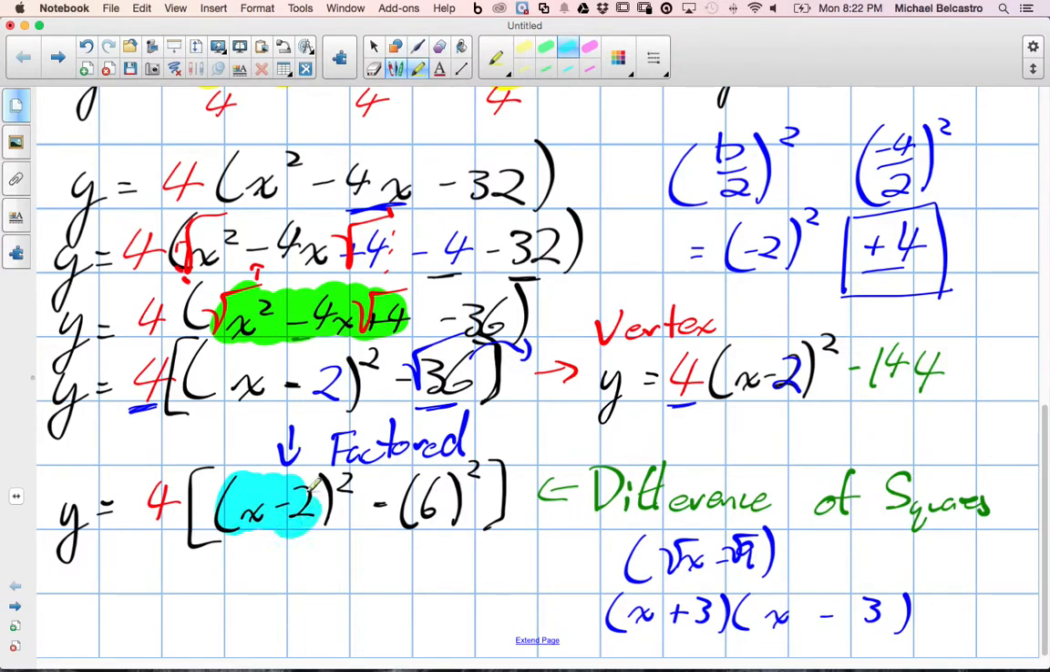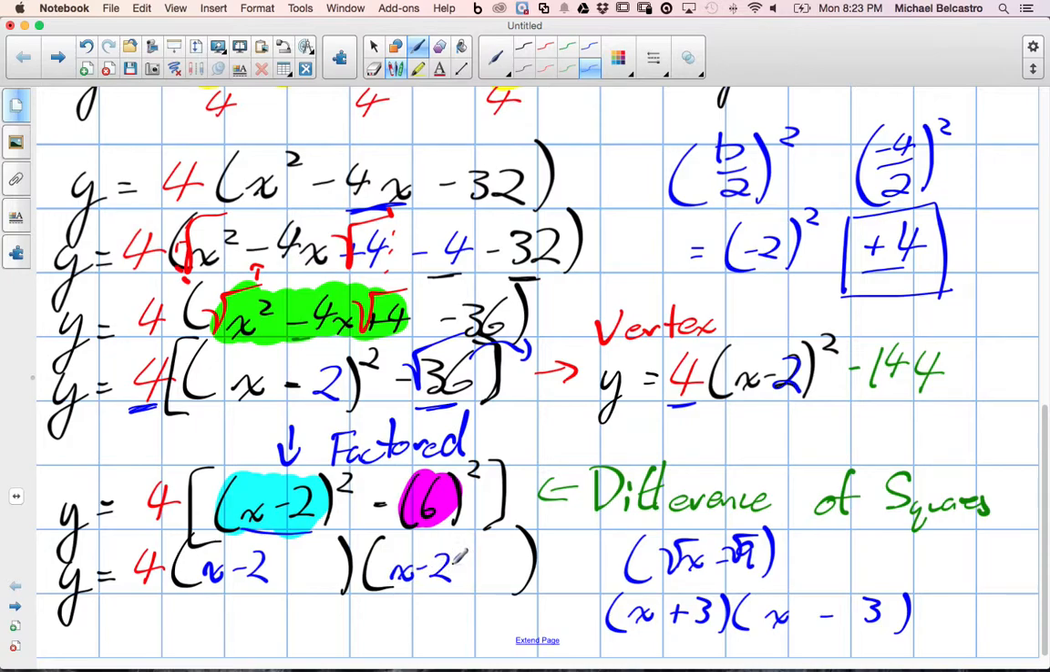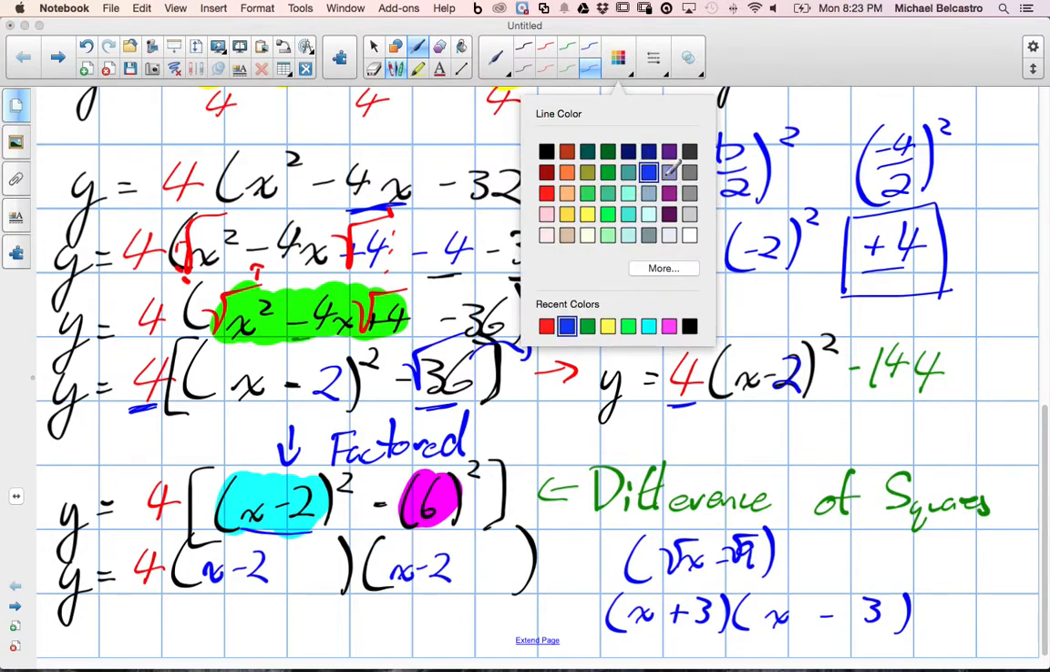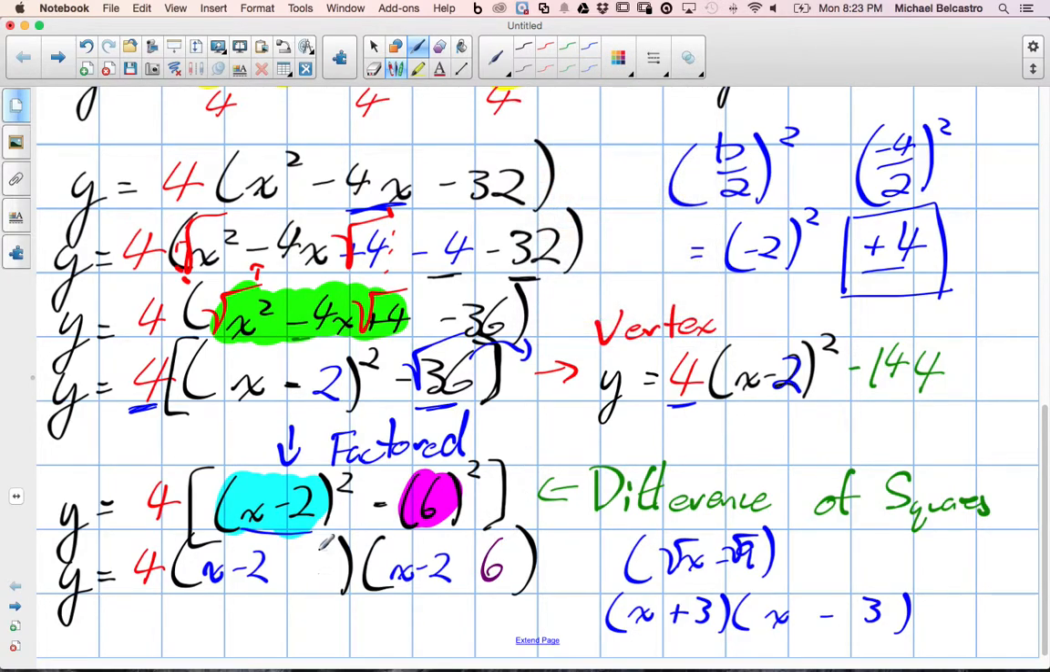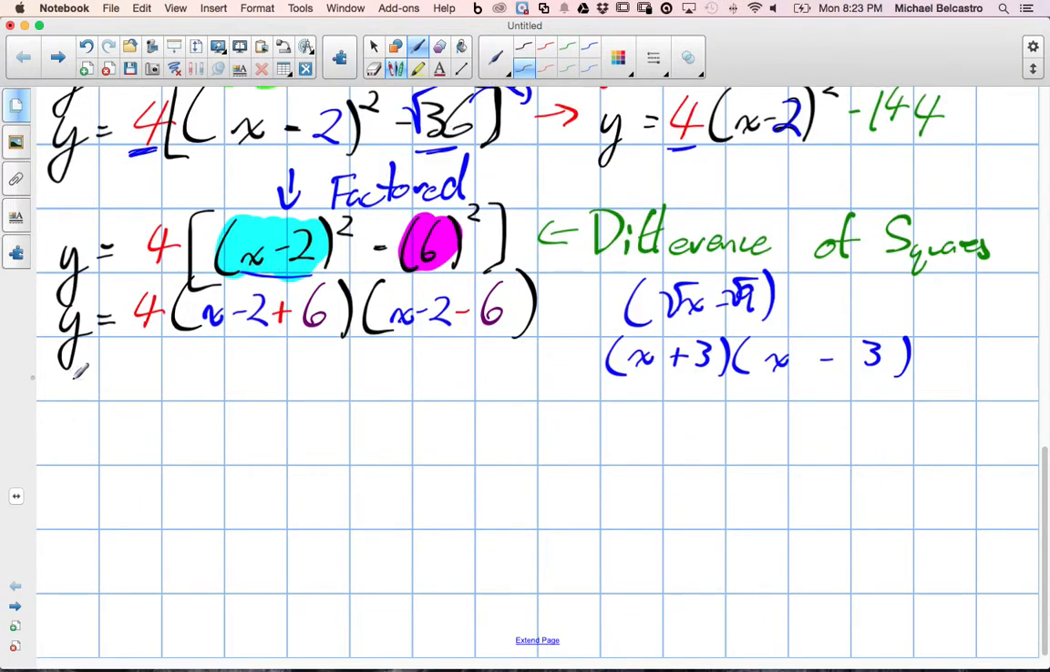This is our first term. We can square root it, and the square root is just x minus 2. And this is our second term, and the square root is just 6. So we get y is equal to 4, and when we write our two brackets, the first part is x minus 2 in both, the square root of the first term. And the second term, the square root of 6 squared, is just 6. So we'll write that in purple here, 6 in both, and like we said, we put an addition and a subtraction sign. So we add and subtract 6. We'll have to simplify these brackets, but this will take us right to our factored form.